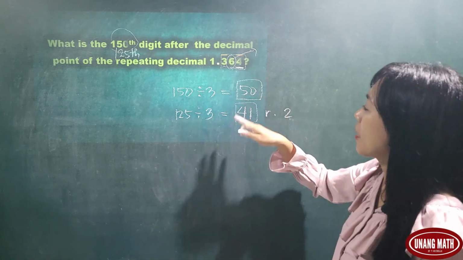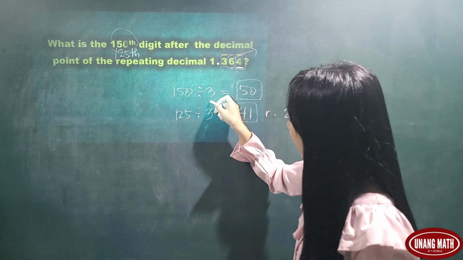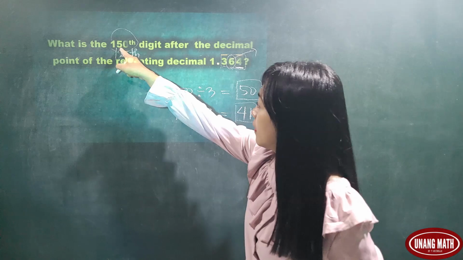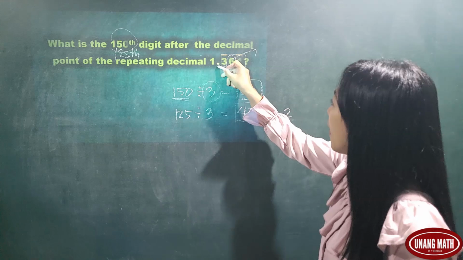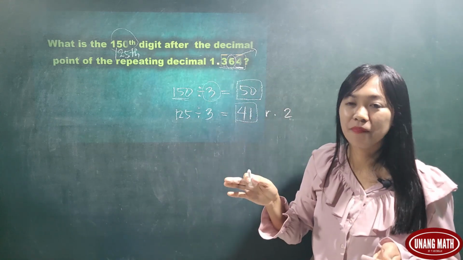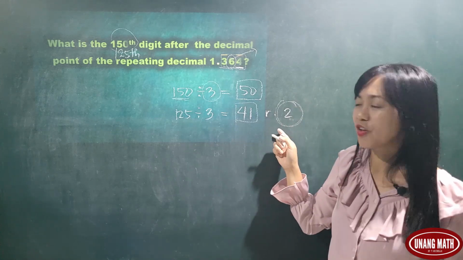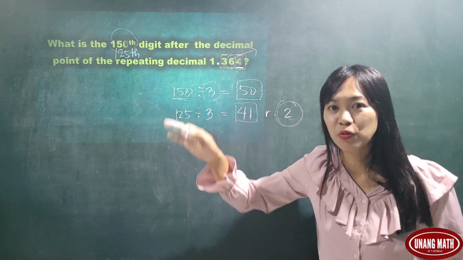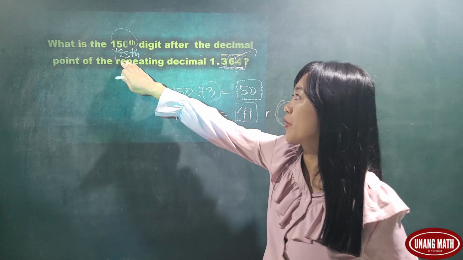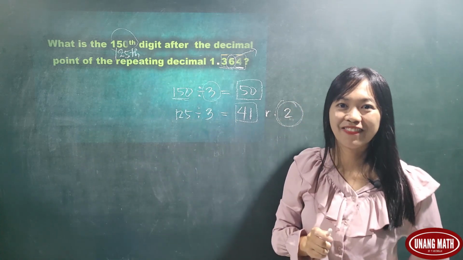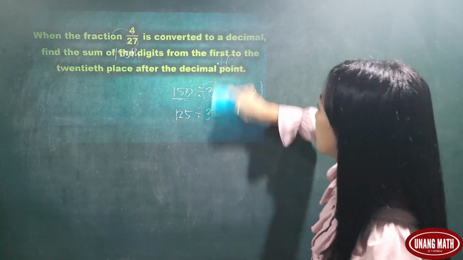So in this kind of problem, the important thing is you have to divide the given by how many digits are there in our repeating block. And you have to consider the remainder. If there's a remainder, you have to include that in counting to find out the correct 150th digit or the 125th digit. Okay, now let's move on to our last problem.